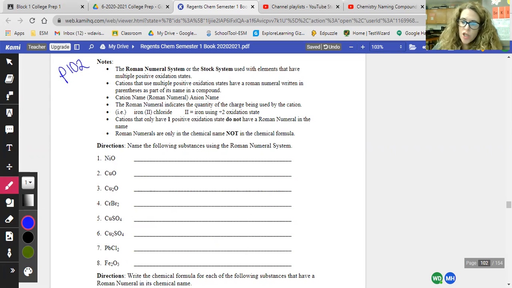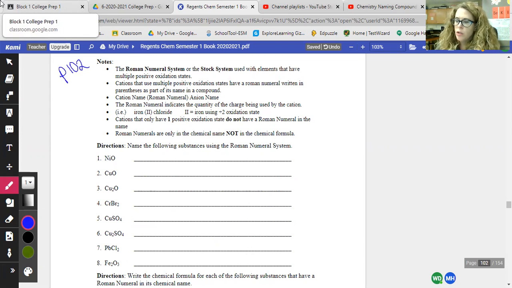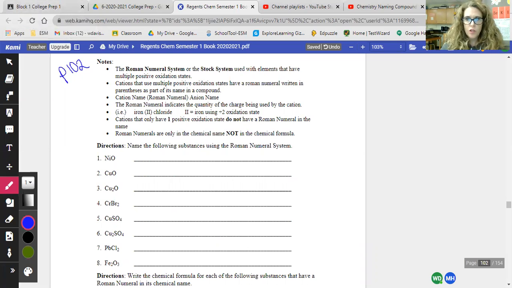And in this page, we are going to look at naming and writing formulas using the stock system, which is going to include our Roman numerals. So it's going to be a little bit more challenging than some of the other ones we've done. If you can do these, I feel like you can do any of the rest.